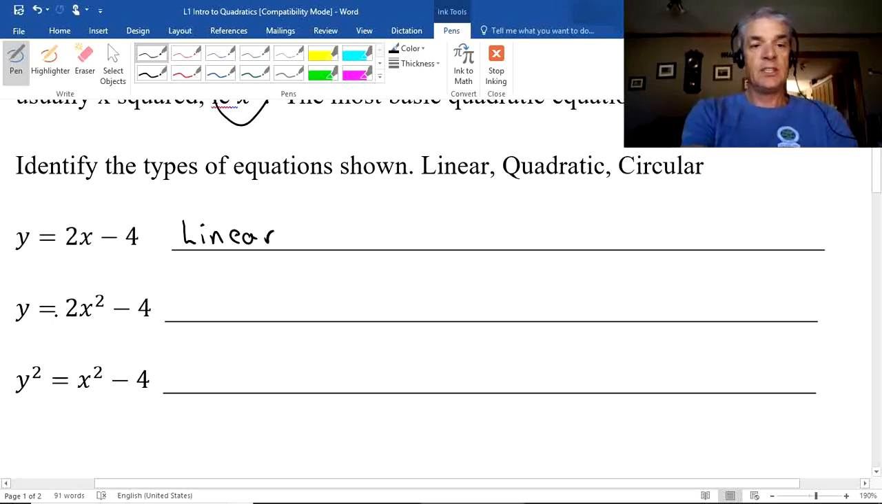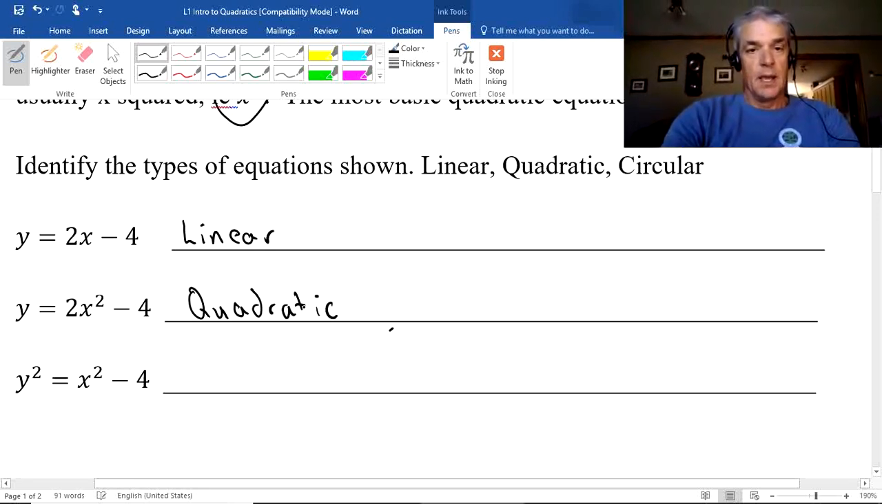Now, if I look at this equation, which is very similar, the next one, you'll see that we've now added an x squared. So it's y equals 2x squared minus 4. This is now a quadratic equation. So they're a little different. So we write quadratic right here, okay? And that's a quadratic equation.